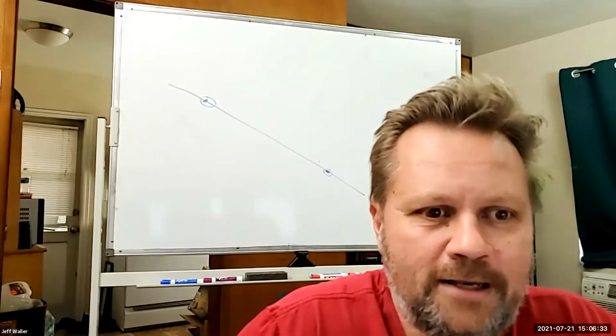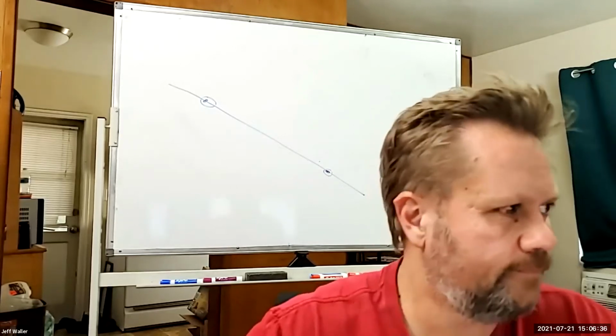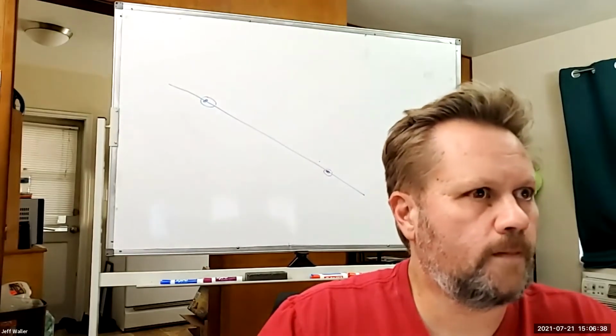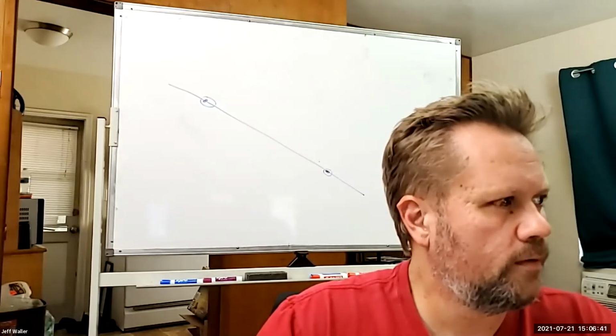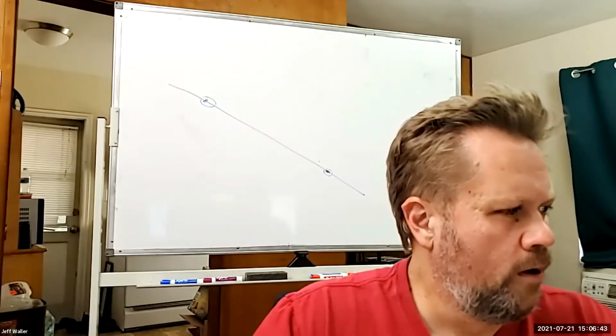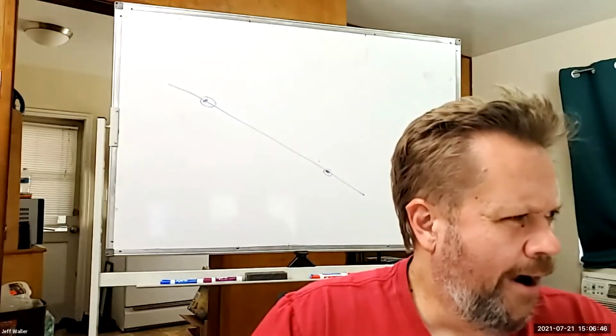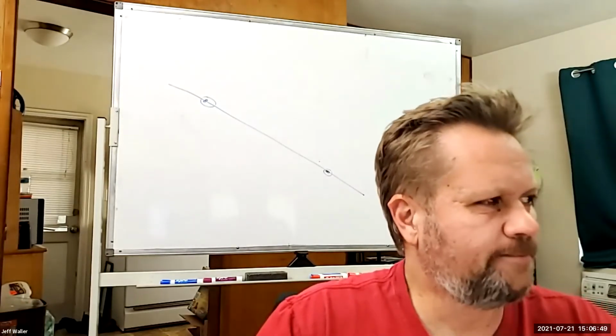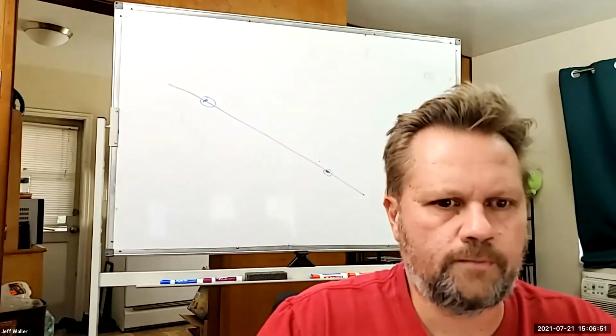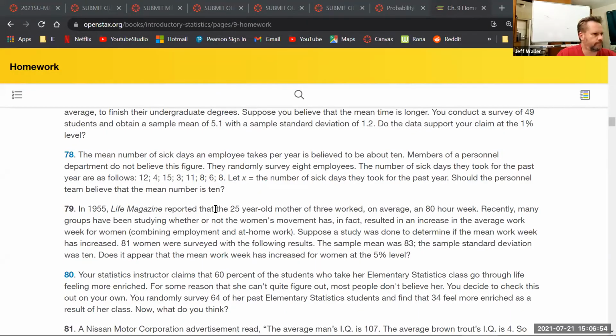Professor, I have a question. Yeah. 9.5, number 78. I guess I just wasn't sure how to set up this question. If you can just give the outline, I'll probably get it real fast. It's the one, should the personnel team believe that the mean number is 10? So the claim would be that mu is equal to 10. No. What would be the other one? Well, that sounds good.